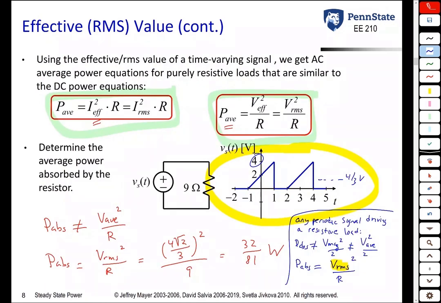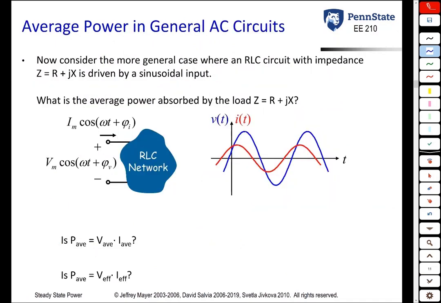The final observation we made is that once we've established what effective or RMS value means, you can use that to determine the average power absorbed by a resistive load using the traditional V squared over R and I squared times R equations. The only difference is that in the time-varying case, you don't use the magnitude squared, you use the RMS value squared. And that's what we saw on this page. We're now ready to take this a step further.